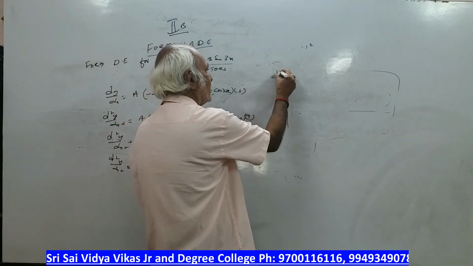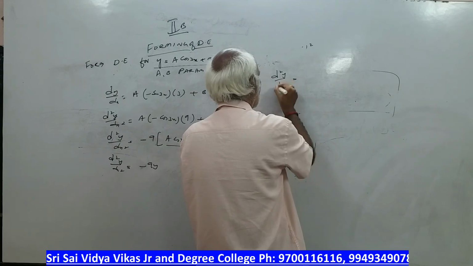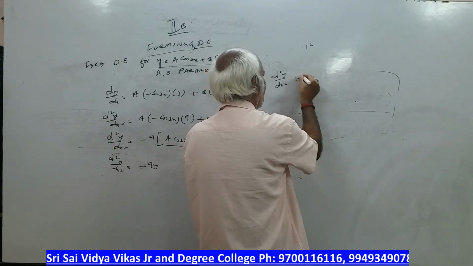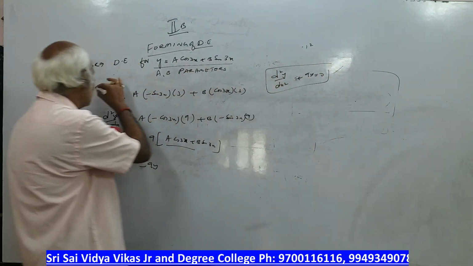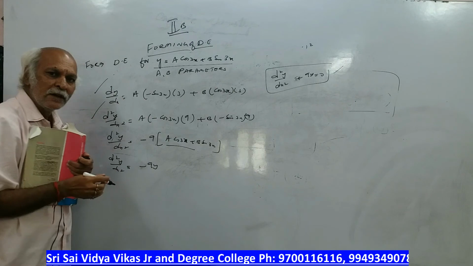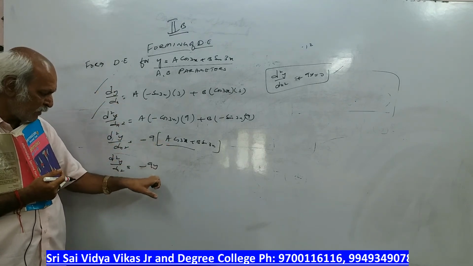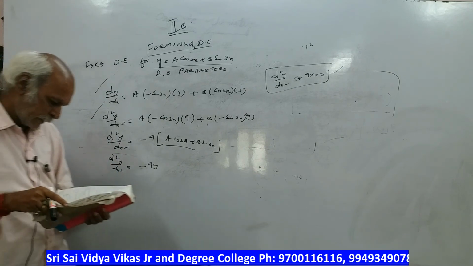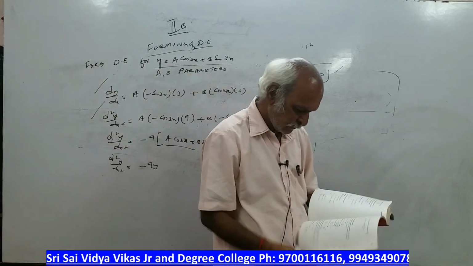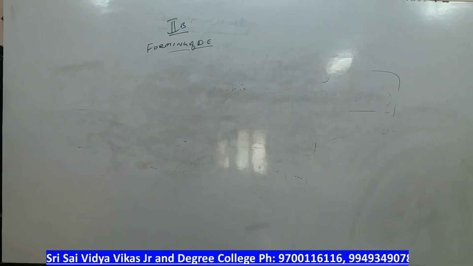What is the differential equation? d²y/dx² plus 9y is equal to 0. So first derivative we have found out, second derivative we have found out, then we know that a cos 3x plus b sin 3x is replaced by y, so this will become 0, right? Here, note down this. Next problem.